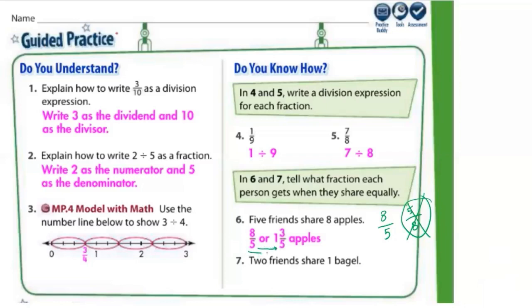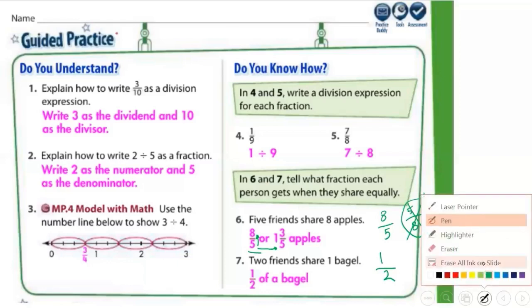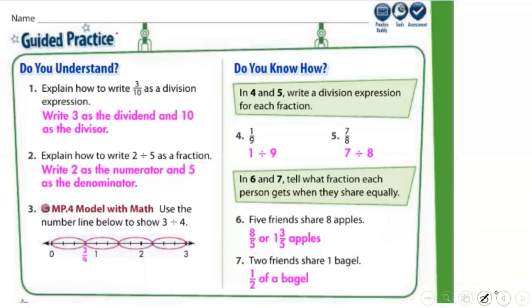So I keep 5 as it is and ask myself how many 5s are there in 8. So I keep 1 here as a whole number, and the remainder is 8 minus 5 equals 3. Number 7, 2 friends shared 1 pudding. So this one will be distributed over 2 to get half a pudding, a share for each one. So the share of each one will equal half of a pudding. Copy the answer and move to the next slide.